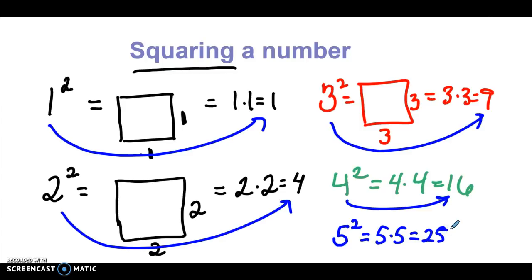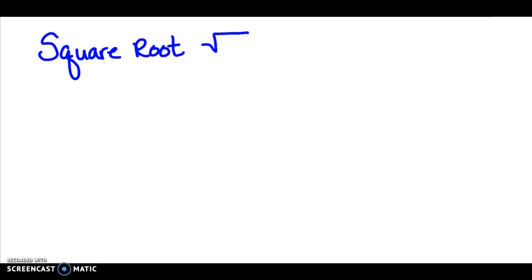Now, with every operation in math, there's what we call an inverse operation, or an operation that undoes what you've done. So if you squared a number and you want to undo it, we call that a square root. The symbol for it, you might have seen already, looks like a division bar with a check mark in front of it. And it's the opposite of squaring a number.